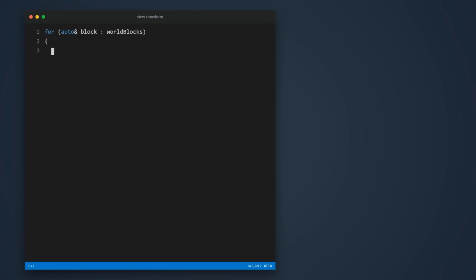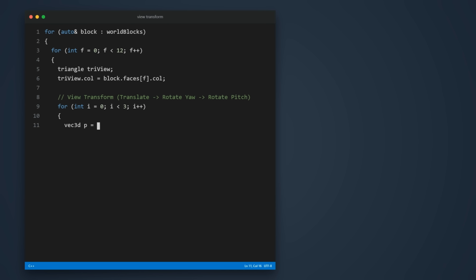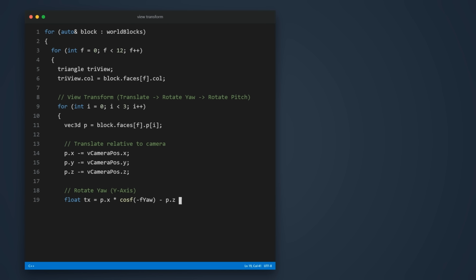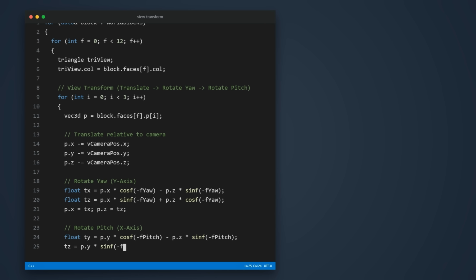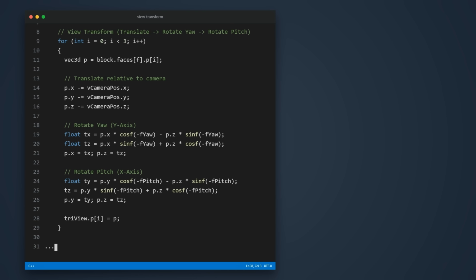So as we loop through these sorted blocks to draw them, we apply our view transform. Order matters here. First, we translate. We subtract the camera's position from every vertex. This physically drags the entire world, so the camera is mathematically sitting perfectly at 0, 0, 0. Then we rotate the vertices by negative yaw and pitch to spin the world around our eyes. We talked about all of it in the previous videos, if you want to check it out.